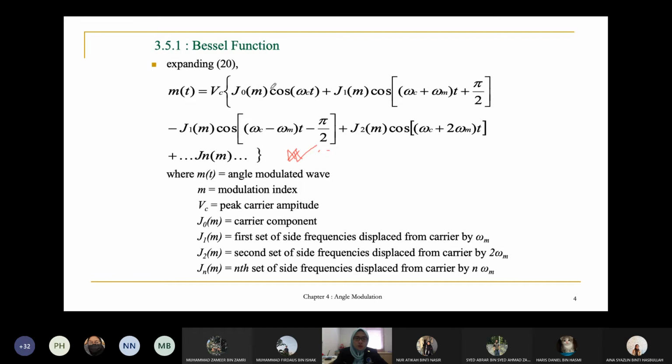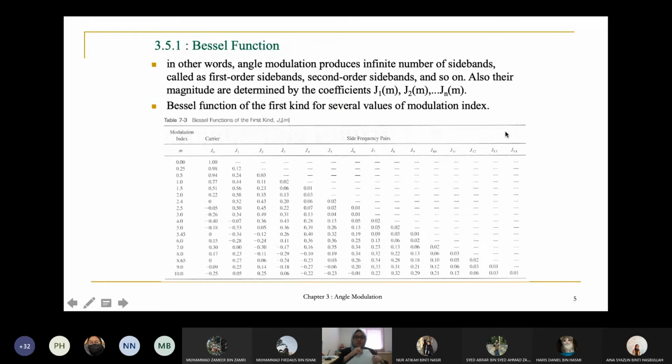From this equation you can know that J0(m) cos omega_c t is the carrier signal. J1 is the first sideband, J2 is the second sideband, until Jn. So this states that angle modulation produces an infinite number of sidebands, what we call the first order sideband, second order sideband, and so on. The magnitude of the sidebands is determined by the coefficients J1(m), J2(m) until Jn(m). So basically for angle modulation, the number of sidebands depends on the modulation index m.